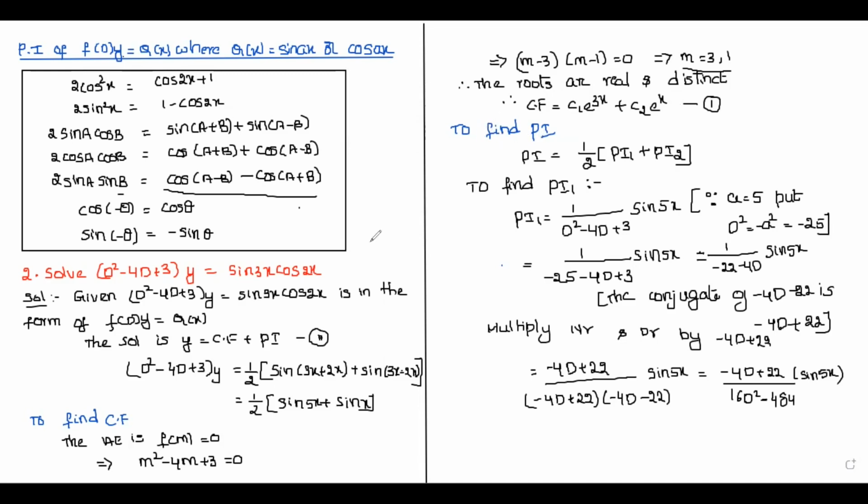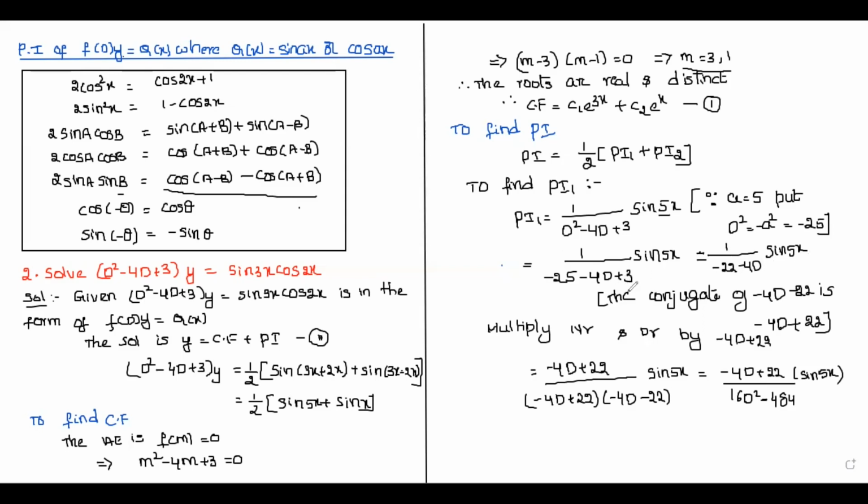Now, to find the particular integral, since it has two terms, the particular integral is split into two parts: particular integral 1 plus particular integral 2. The first particular integral 1 is constructed with respect to sin 5x and particular integral 2 with respect to sin x. First, find particular integral 1, which is equal to 1 by (D square minus 4D plus 3) into sin 5x. As we have noticed, the coefficient of x is 5 here, so we replace D square by minus a square, which is equal to minus 25. So 1 by (minus 25 minus 4D plus 3) into sin 5x, which is equal to 1 by (minus 22 minus 4D) into sin 5x.